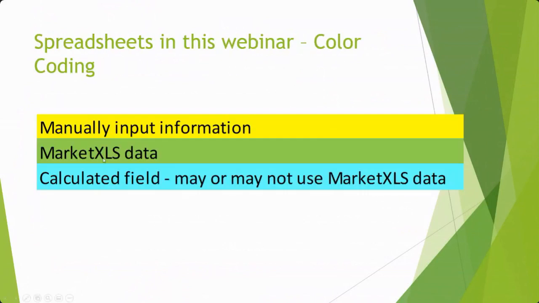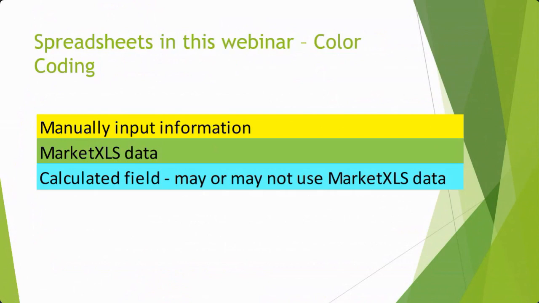On this last slide, I'm just letting you know that I've tried to color code the column headers on the Excel sheets that I'm about to start sharing. If it's yellow, that means I have to manually input the information. If it's green, that means I'm pulling the data in from MarketXLS. And the blue column headers represent calculated fields. Some of them use MarketXLS data and some do not.